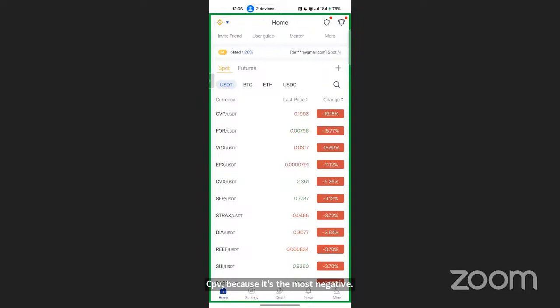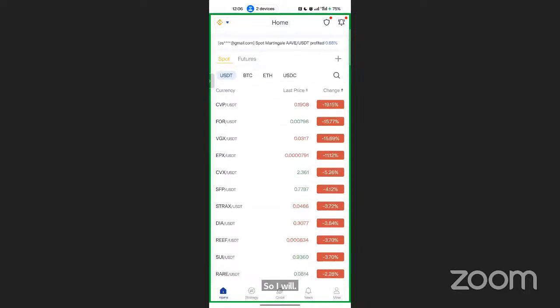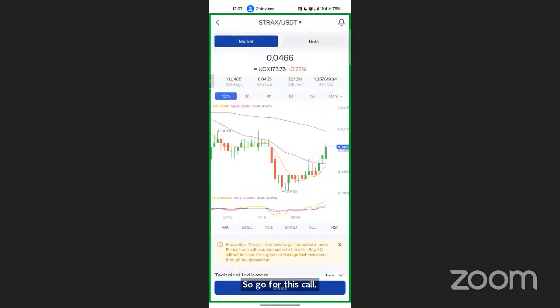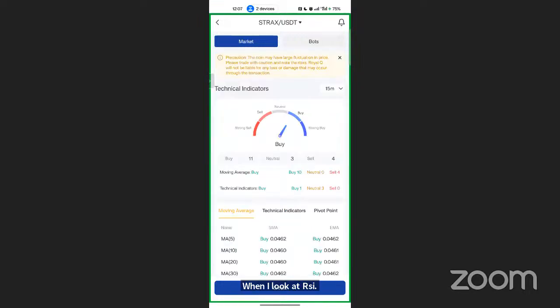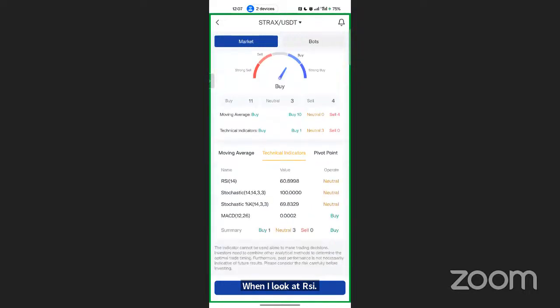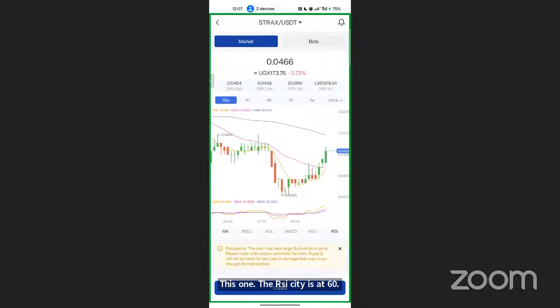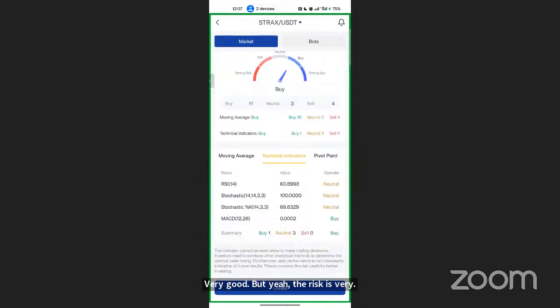So I will start from this SFP, Coin Piece. This one usually pumps, so I'll go for this one. Then I look at RSI. Okay, this one, the RSI is at 60. Very good, but the risk is very many.